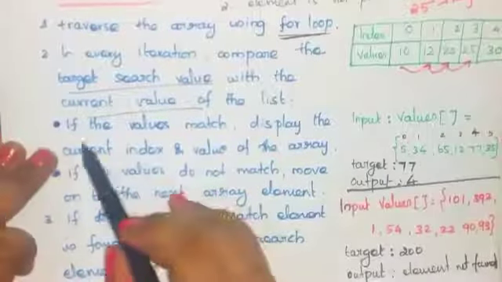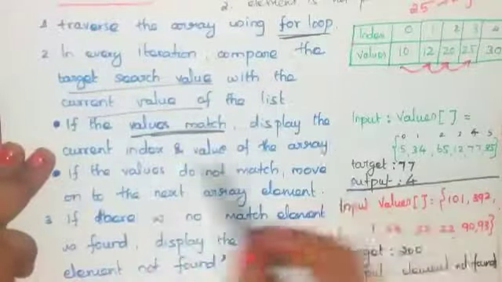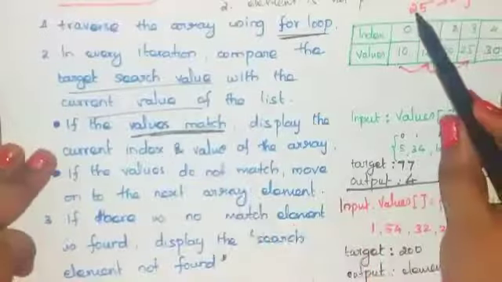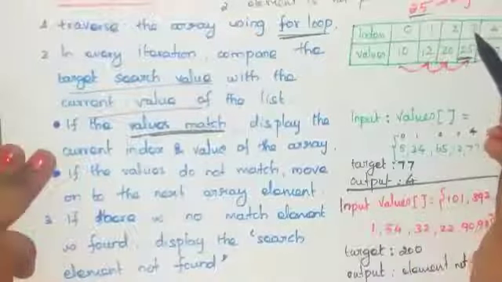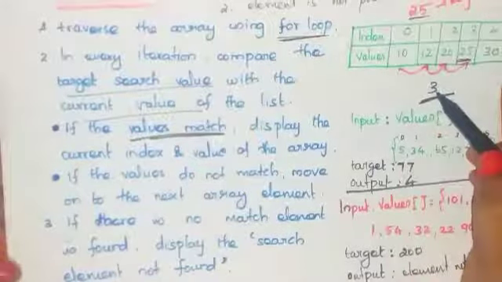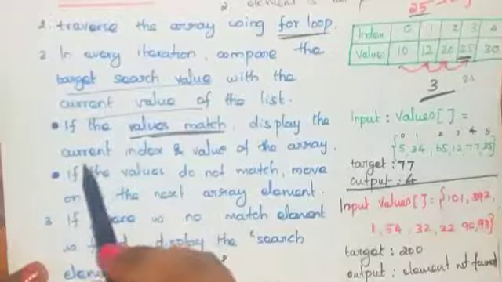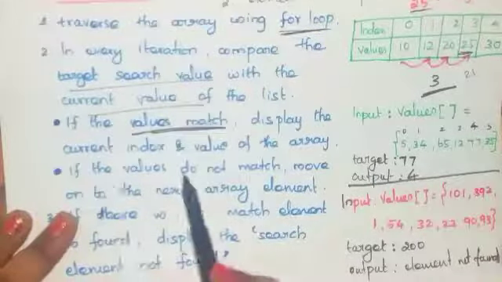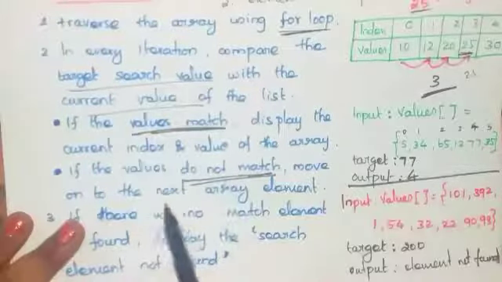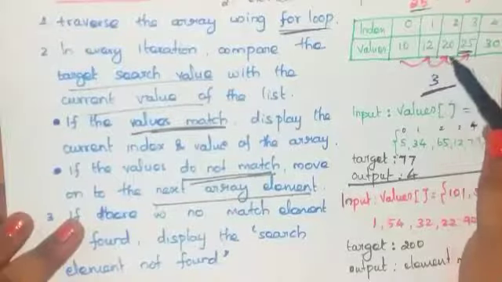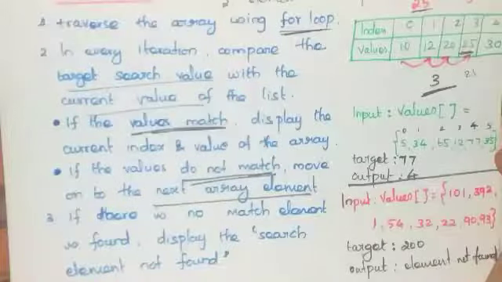There are two cases. If the values match, display the current index and value of the array. Current index is 3. This index position will display on the output screen, and its value is 25. Next, the second case: if the values do not match, move on to the next array element. If the values do not match, we go to the next element in the list. So we will continue our search until the end.